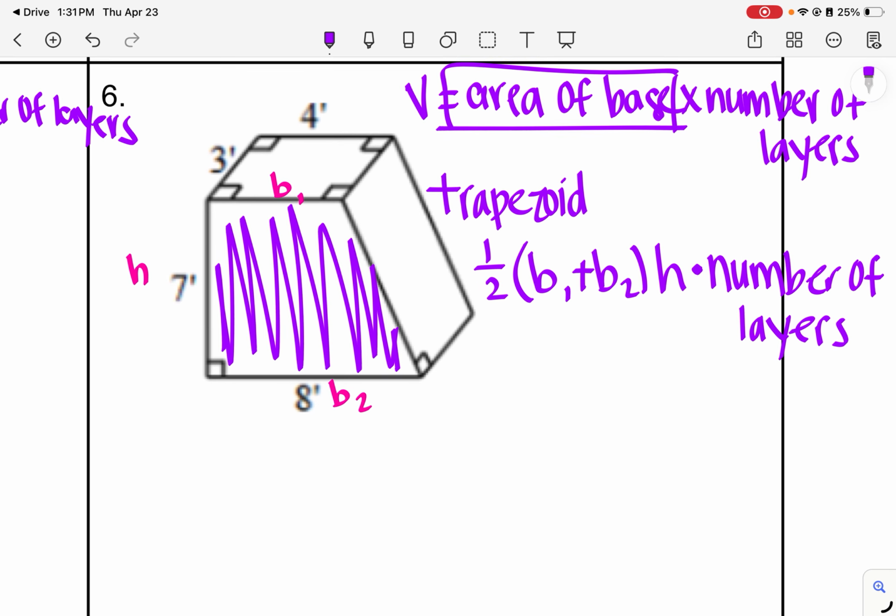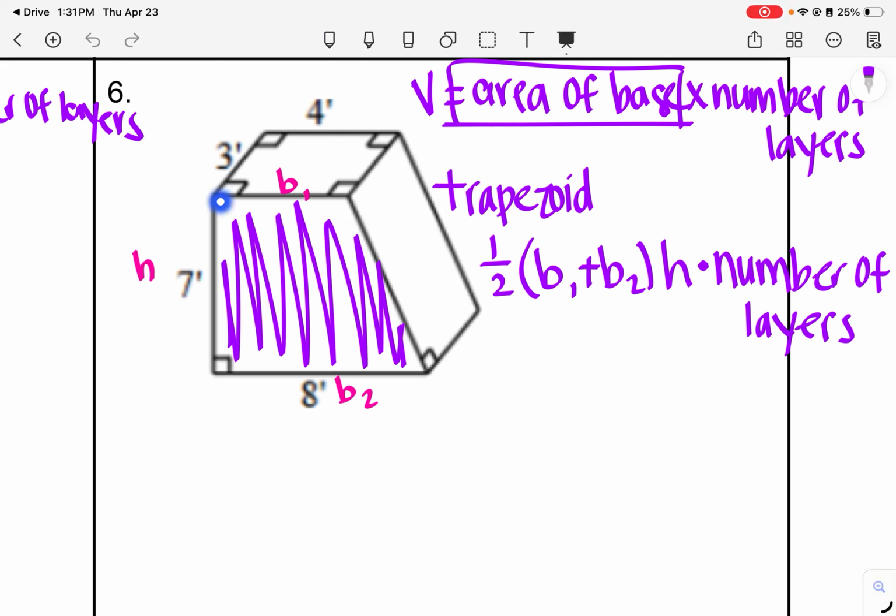So base 1 is right here. There's no number provided, but then I can go back here and say, okay, these should be exactly the same. So that's going to be a 4. So 1/2 parentheses 4 plus. And then base number 2 is right here, that's 8. And then times the height of the base. So the height of the base, which is 7. So see how easy it is when I'm just labeling things as I go versus like trying to pull pieces of the picture while I'm writing my formula, like literally plugging in the numbers.